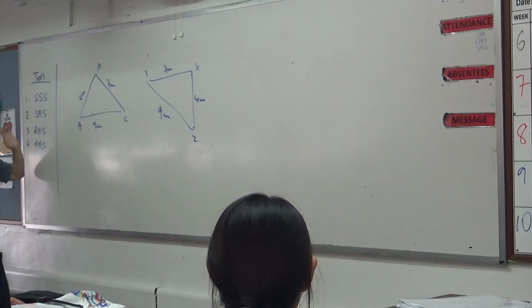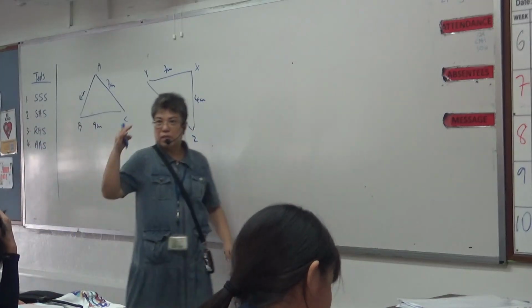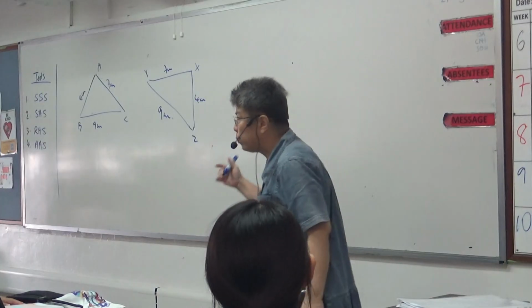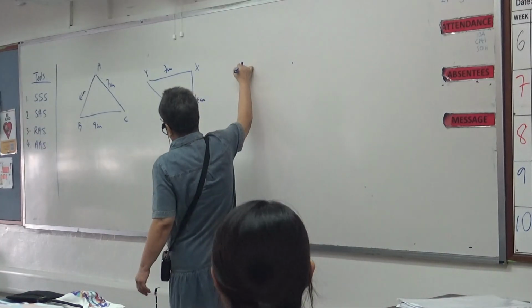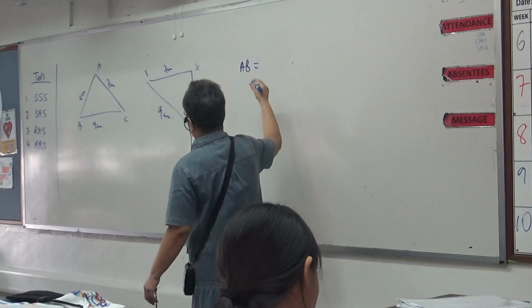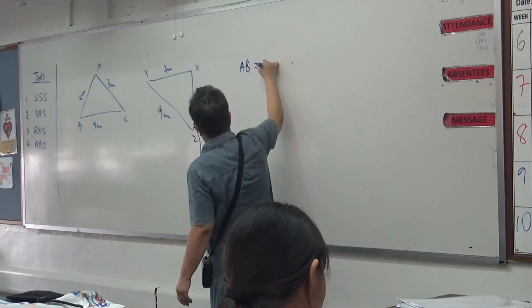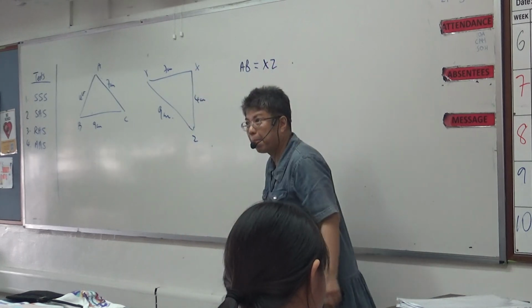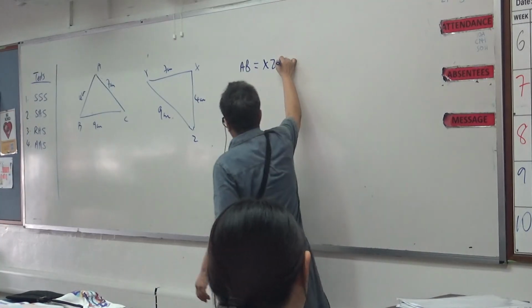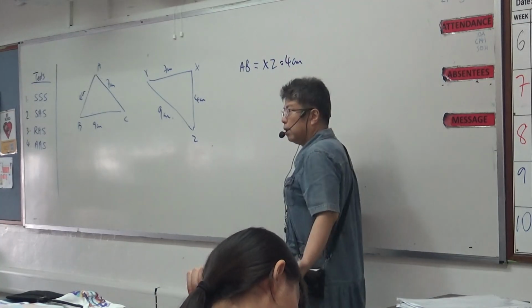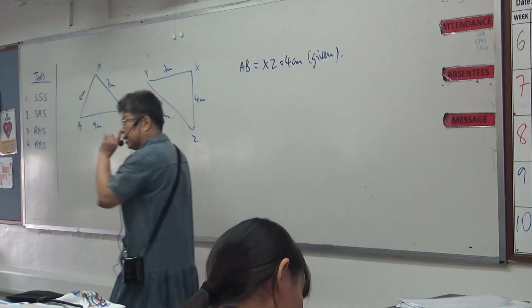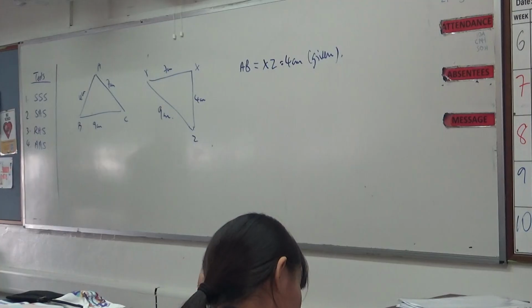Side, side, side. Now, because you want to use the side, side, side, you must make sure the thing that you prove is according to the side, side, side rule. Okay, now all of you look at AB is equals to XZ, right? Everybody look up. Can you see? AB is equals to XZ is equals to 4 cm. How do we know this? It is given in the question. You write given. Is that understood?